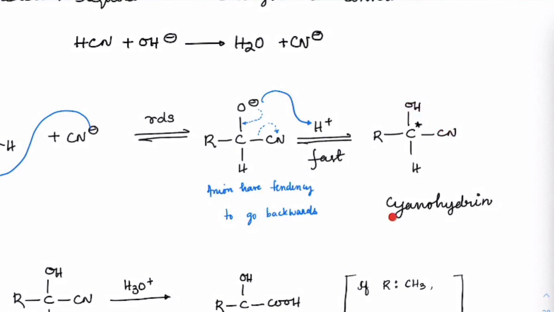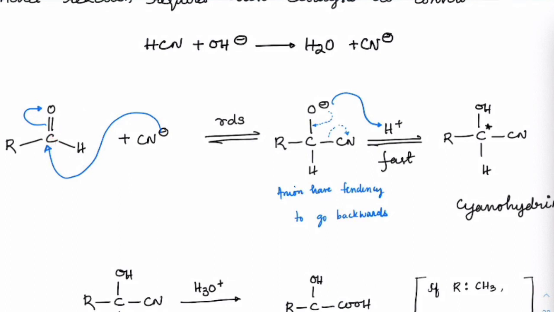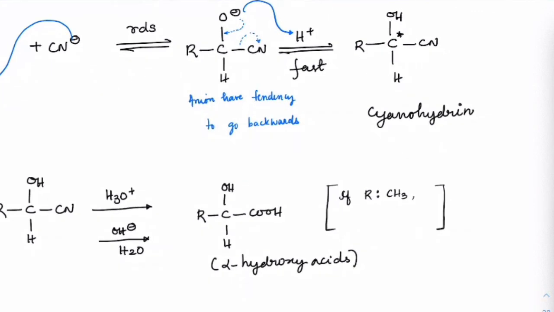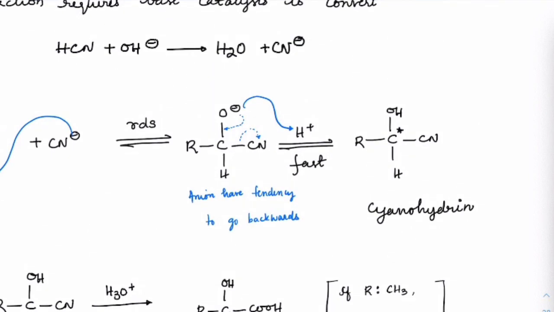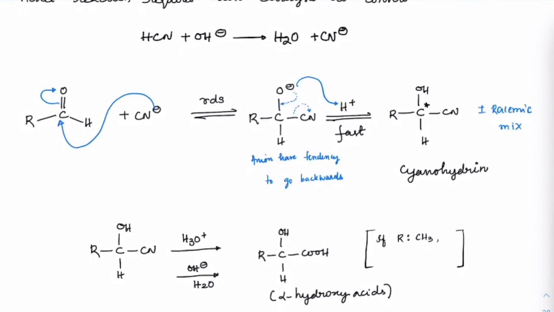Cyanohydrin formation is seen, and this carbon came from a double bond, so it was an sp2 hybridized carbon. Now it has become sp3 with 4 different groups, so it has to be a chiral center. In this chiral center the attack could have been from both ends while cyanide was attacking, so it would form a racemic mixture. So the product would be a racemic mixture of cyanohydrin.